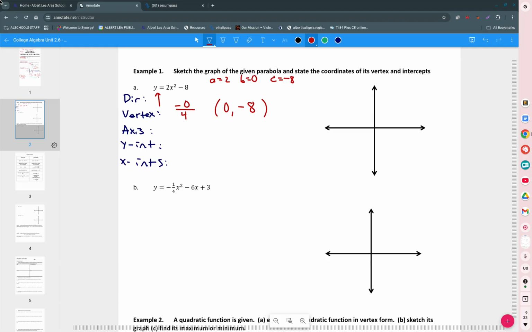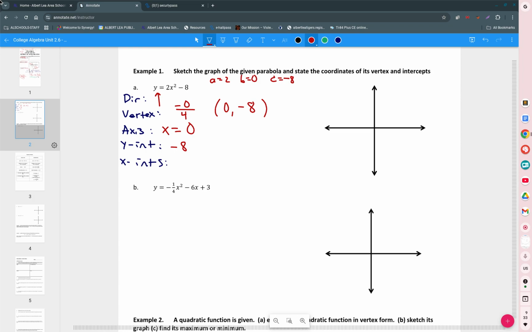The axis of symmetry is easy. It is always x equals the x value of your vertex. If you write 0, I'll take a half a point off. You have to write x equals 0. The axis of symmetry is not a number. It is an equation for a line. x equals 0 is an equation for a line. 0 is not a line. Everybody agreed? It may sound like I'm getting technical, but it's just really hard if it's not accurate. The y-intercept is just the c value. It's negative 8.